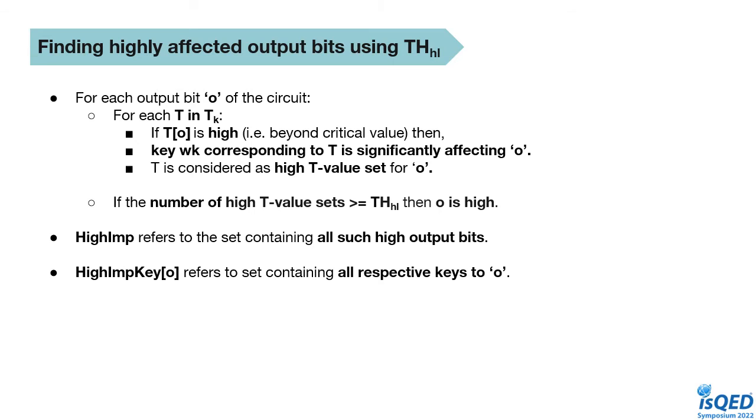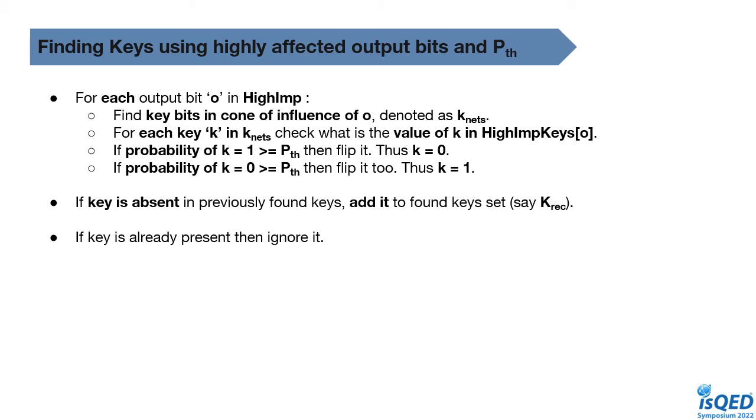in another list. So, finding keys using highly affected output bits and probability threshold, what we need to do is traverse all the high output bits which we just discovered, and now find the key bits in the cone of influence of that particular output bit. For each key in the cone of influence, we need to check what its value is in the keys corresponding to high output bit O.